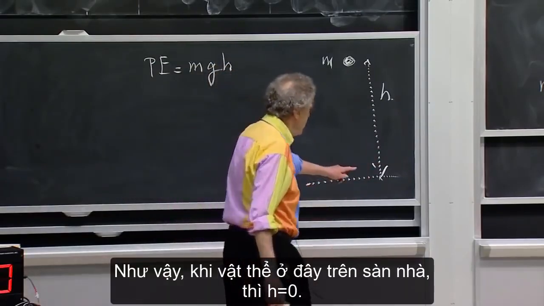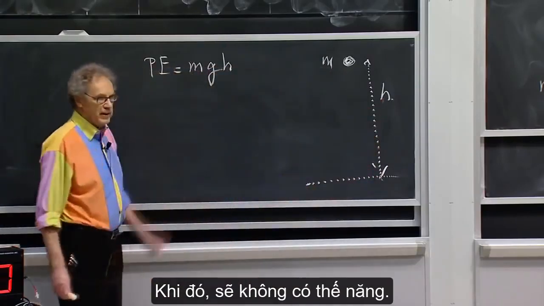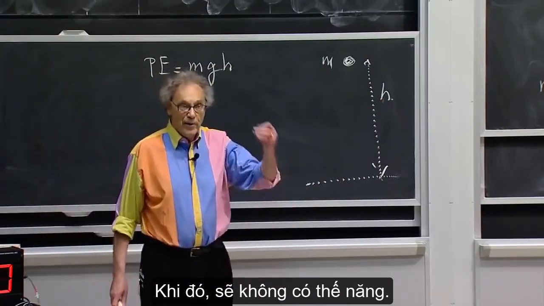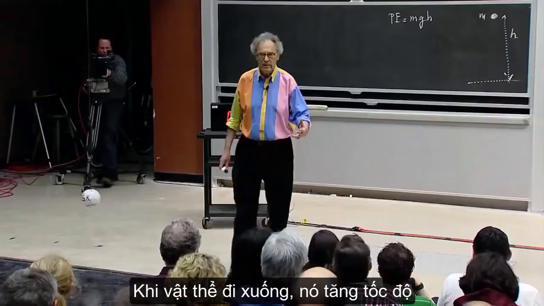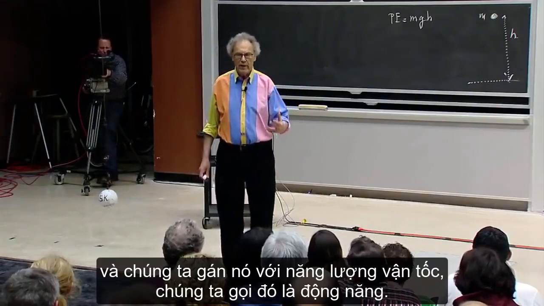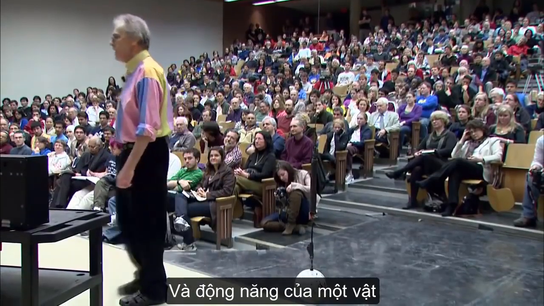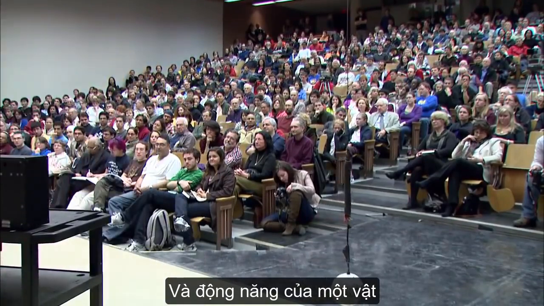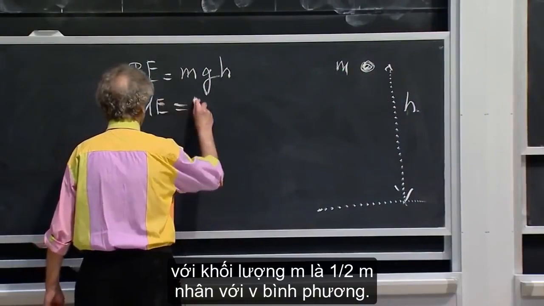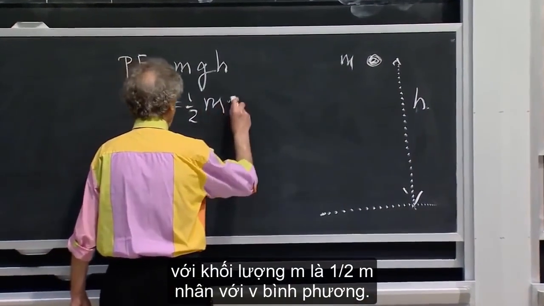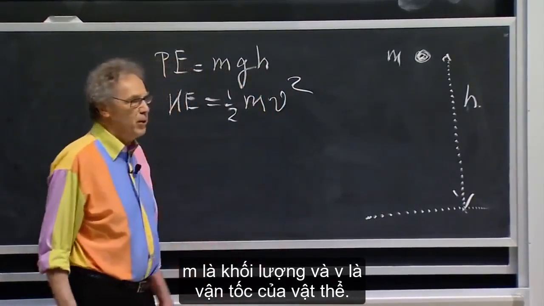So when the object is here on the floor, h is 0. So there is no potential energy. As the object goes down, it picks up speed. And we associate with speed energy, which we call kinetic energy. And the kinetic energy of an object with mass m is 1/2 mv squared. M is the mass, and v is the speed of that object.